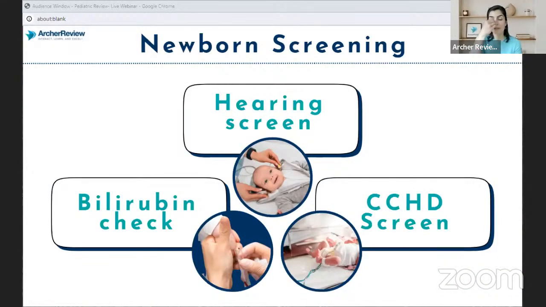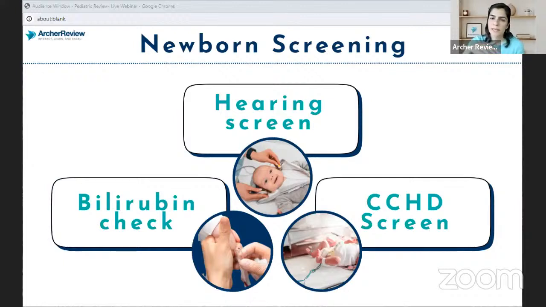One of the newborn screenings that I want to highlight is that bilirubin check. So with newborn screenings, every state is different, and you want to find out what kind of newborn screening they do in the hospital for your state. But bilirubin check is pretty universal, so is the hearing test. They also do the pulse ox just to make sure there's no congenital heart defects.